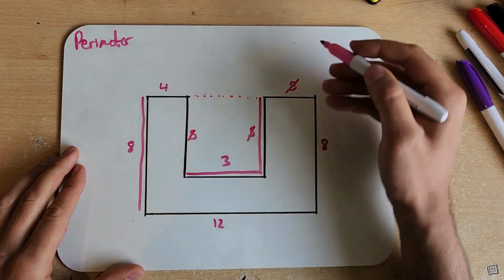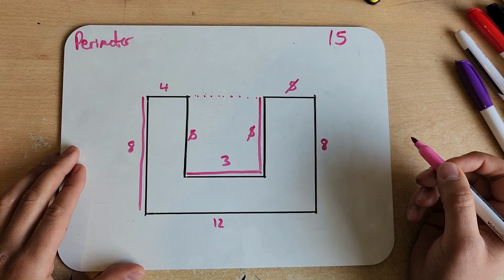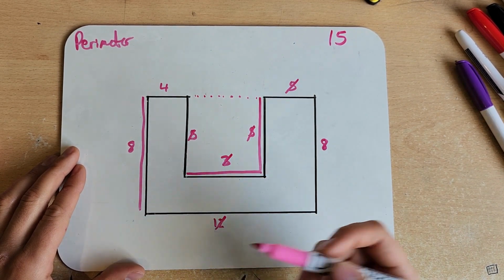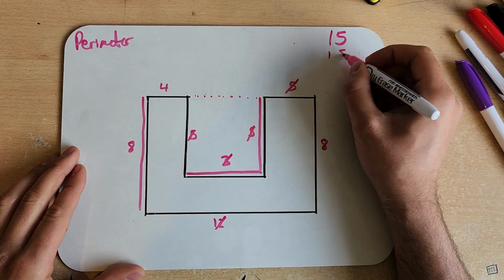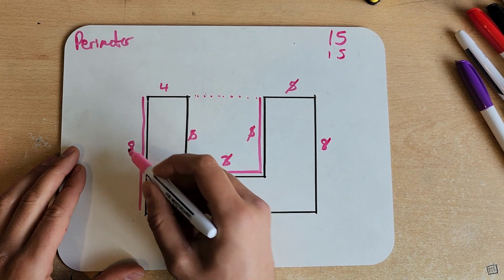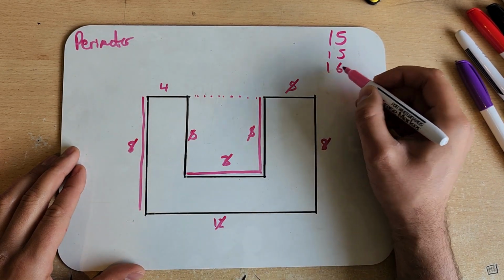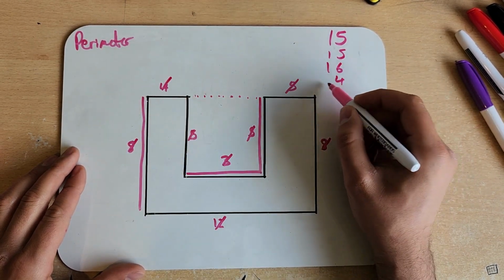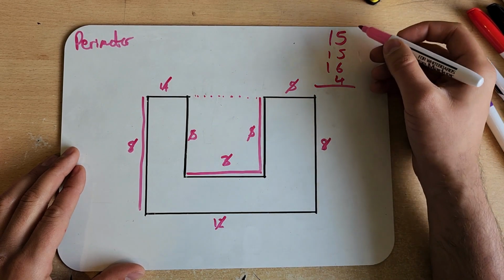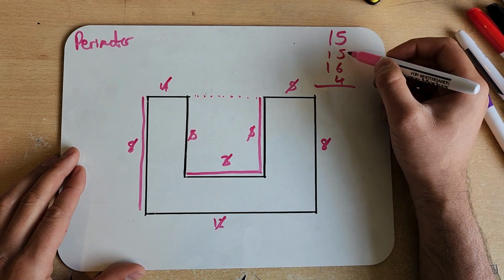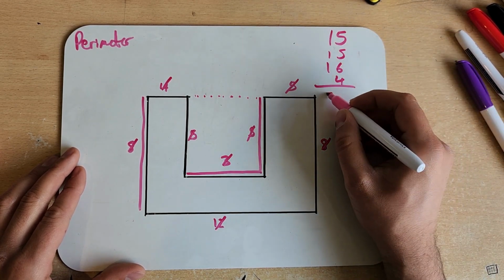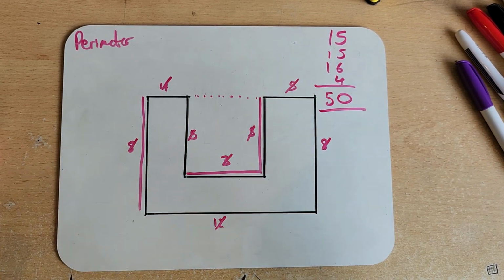5, 5 and 5 is 15. 3 and 12 is also 15. 8 and 8 is 16. 4, could have made that 20. If we add them together, that's really 30 and 20. Our perimeter is 50. Fantastic.